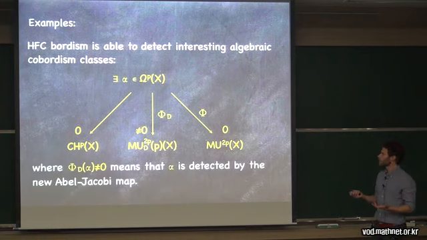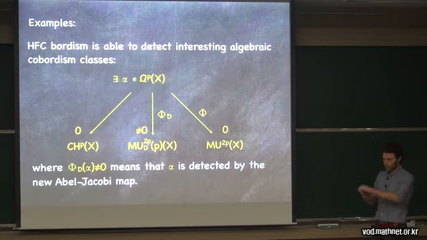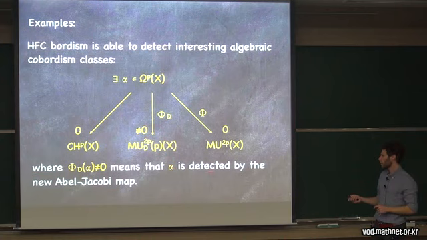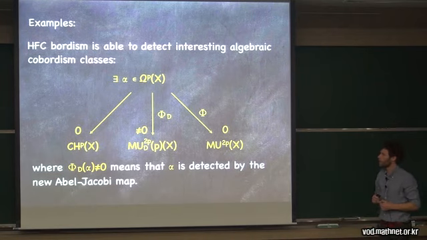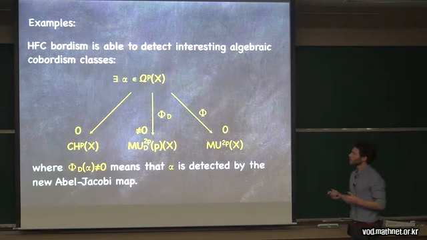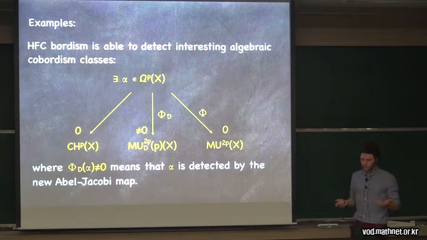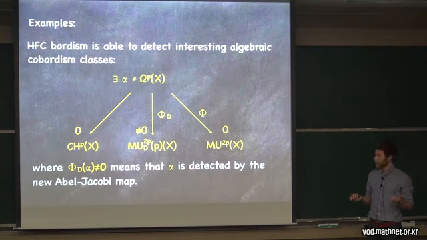And what does being non-zero here mean? That means exactly, if you think of how our Abel-Jacobi map was defined, that alpha is detected by the new Abel-Jacobi map. So it's a non-zero element in this generalized Jacobian. So the hope is that this new generalized Abel-Jacobi map will be useful, or is useful, for understanding better the structure of algebraic cobordism classes.